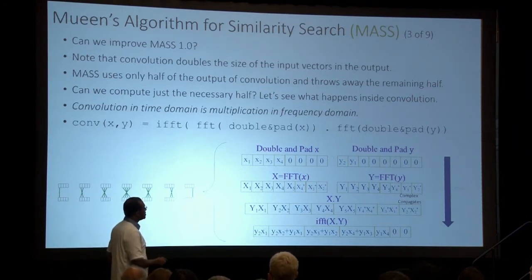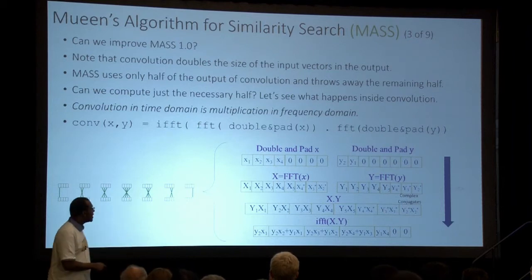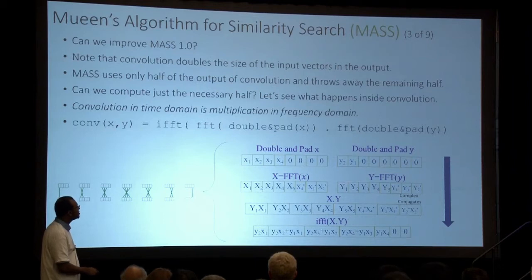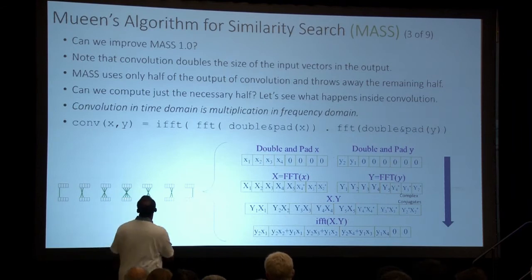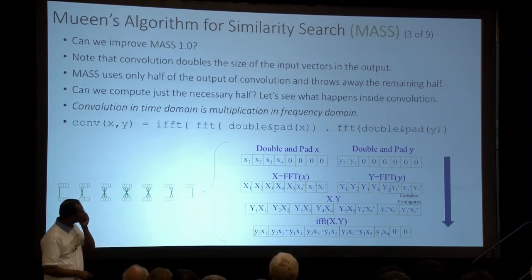So x1 gets multiplied with y1 here. Then, for example, x3 gets multiplied with y3's conjugate here. So that's what we have here, and so on. And then once you inverse Fourier transform this vector, you get the desired output. That's what happens in the background when you call this convolution function.